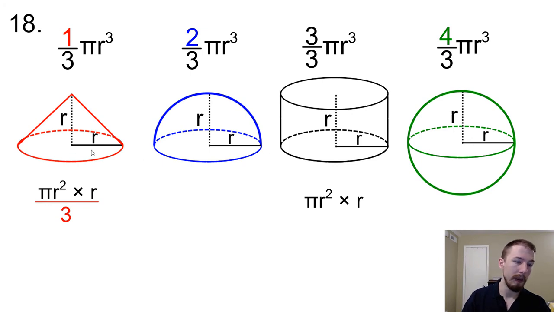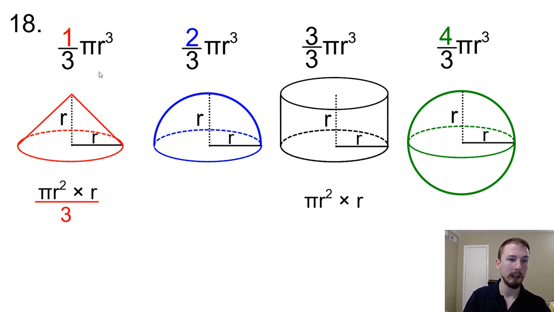So for the cone, we have pi times the radius squared times the height of another radius, divided by 3. That comes from our formula. So altogether, this would have a volume of 1/3 pi r cubed. The next thing we have over here is our hemisphere, which we have actually talked about before using integration, but that has a volume of 2/3 pi r cubed. Then with our cylinder with a base of pi r squared times another radius, that gives us pi r cubed, or 3/3 pi r cubed.